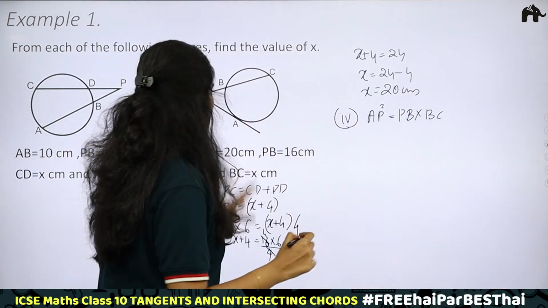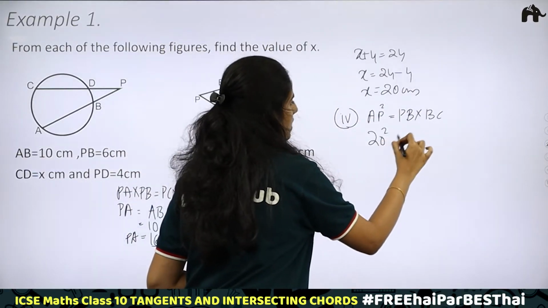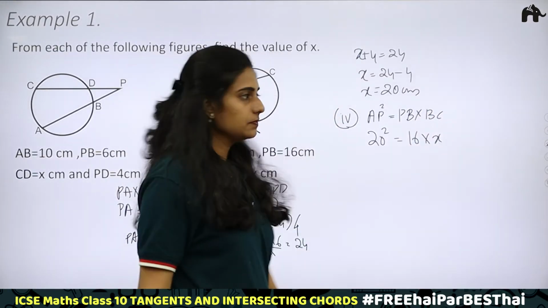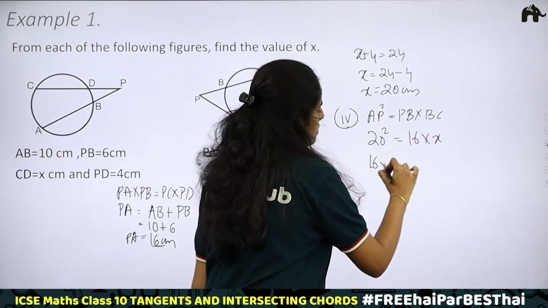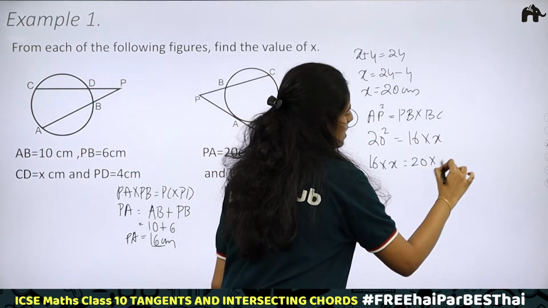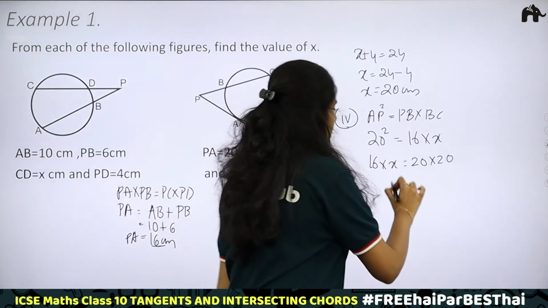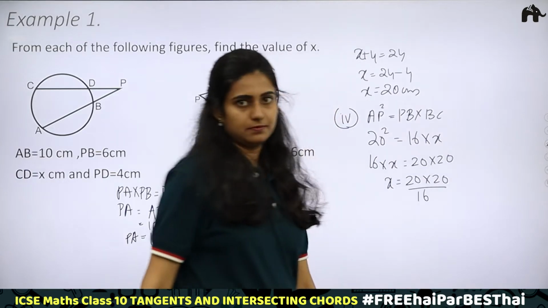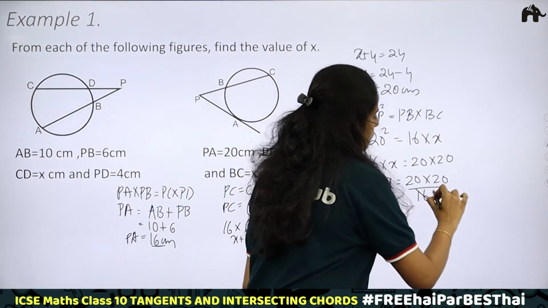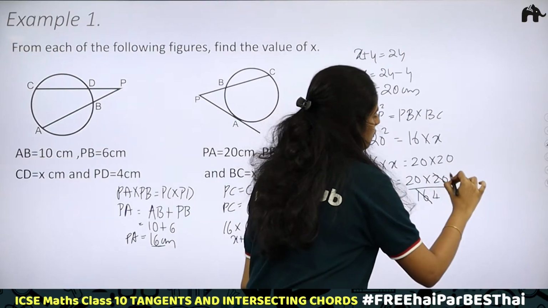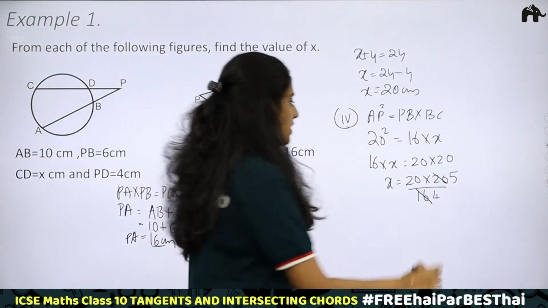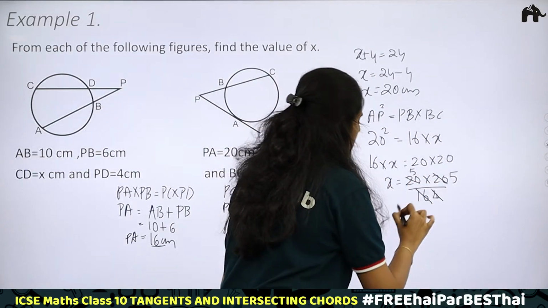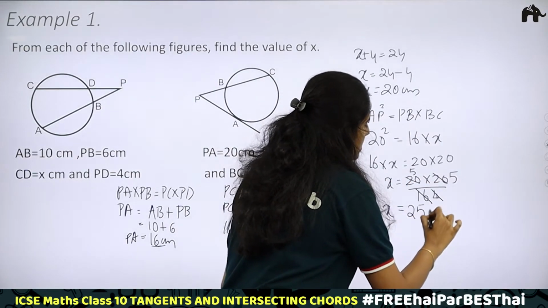Putting the values, PA, that is AP, 20 square is equal to 16 into X. 16 into X is equal to 20 square, which is 20 into 20. Then X is equal to 20 into 20 divided by 16. 4 4s are 16. 4 5s are 20. Again 4 into 1 is 4. 4 into 5 is 20. Therefore, X is equal to 25 centimeter.